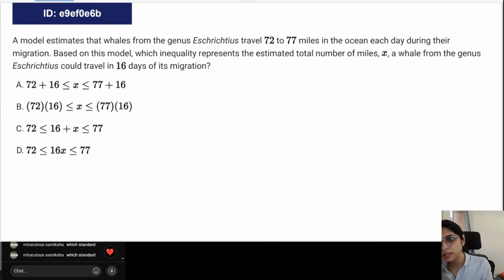So this is for SAT, miraculous Samiksha. So it depends on which country you're living. So in India, this linear inequality comes in 11th grade. And if we're talking about US, then this comes in your Algebra 1. Yeah, mostly Algebra 1, sometimes in Algebra 2 also, but mostly this is Algebra 1. And this is for SAT. SAT is for college prep. Like it's like JEE exam, but it is for foreign universities in USA.